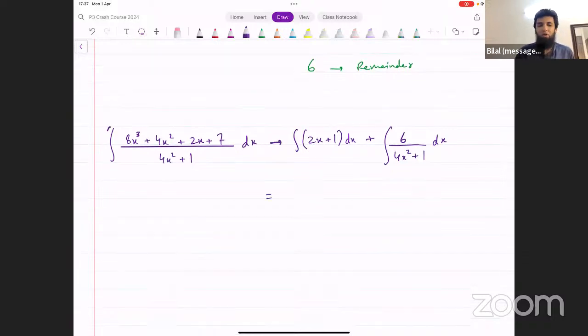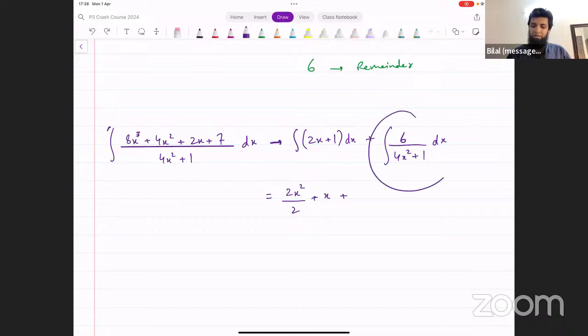What's the integral of 2x? 2x integrates to 2x squared divided by 2. What's the integral of 1? 1 integrates to x. Plus, what about the integral of this? We can write 6. So what form do we use? So let me ask you first. How do we integrate this? Tan form. This is tan inverse form, right?